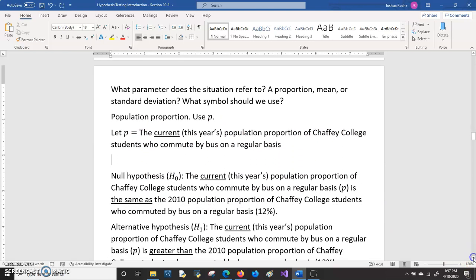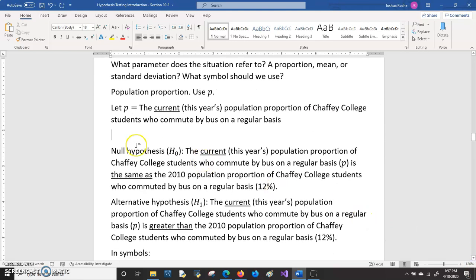Now that we've defined P, we can identify the null and alternative hypotheses. The null hypothesis is that this year's, or the current population proportion of Chaffey College students who commute by bus on a regular basis, so P, is the same as the 2010 proportion of Chaffey College students who commuted by bus on a regular basis. The null hypothesis is always that there has been no change, and this is what it's saying, is that this year's proportion is just the same as the 2010 proportion.